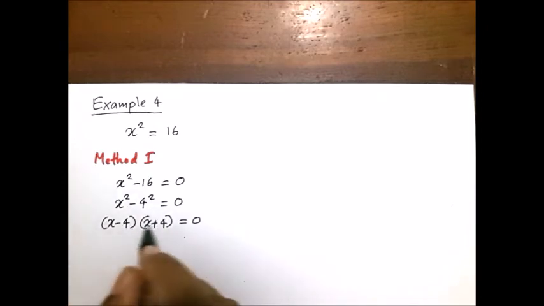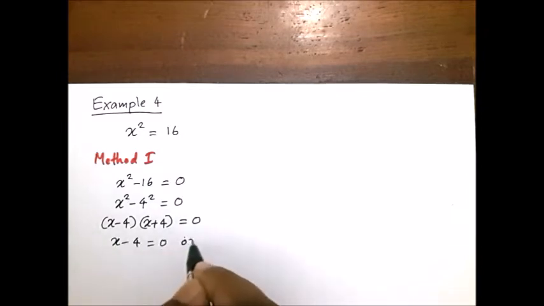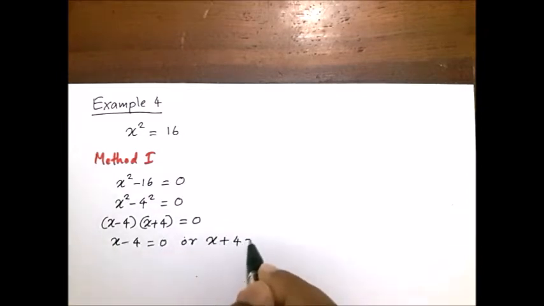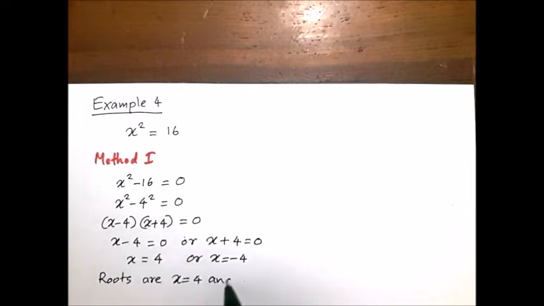Now this is a product of two factors. You can write x minus 4 equals 0 or x plus 4 equals 0. Now take minus 4 to the right hand side. It is plus 4. Here take plus 4 to the right hand side. It is minus 4. Roots are x equals 4 and x equals minus 4.